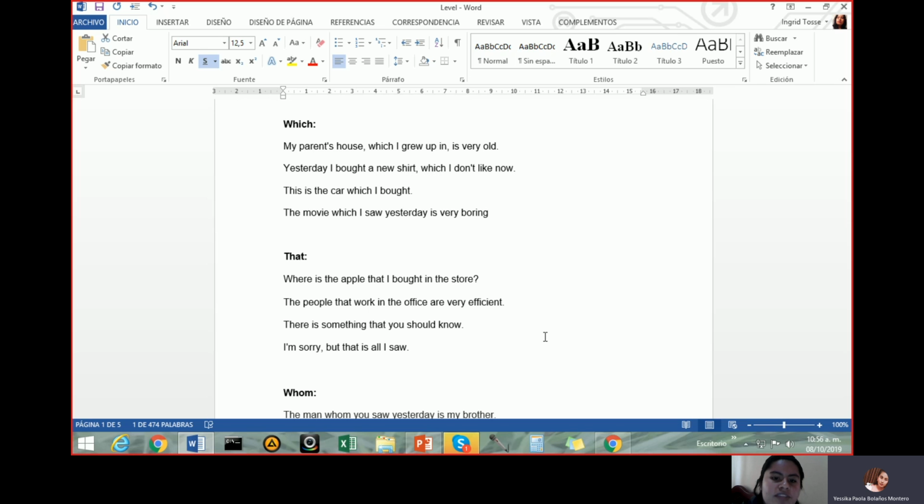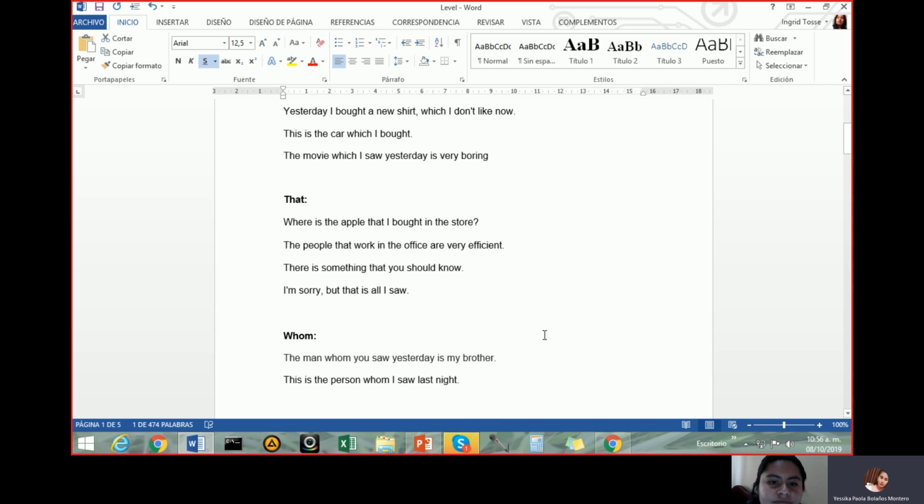Yes, very good. Now with the third. This is the car which I bought. Este es el carro el cual yo compré. Okay, perfect. Defining with finally. The last one, the movie which I saw yesterday is very boring. La película la cual yo vi ayer es muy aburridora.